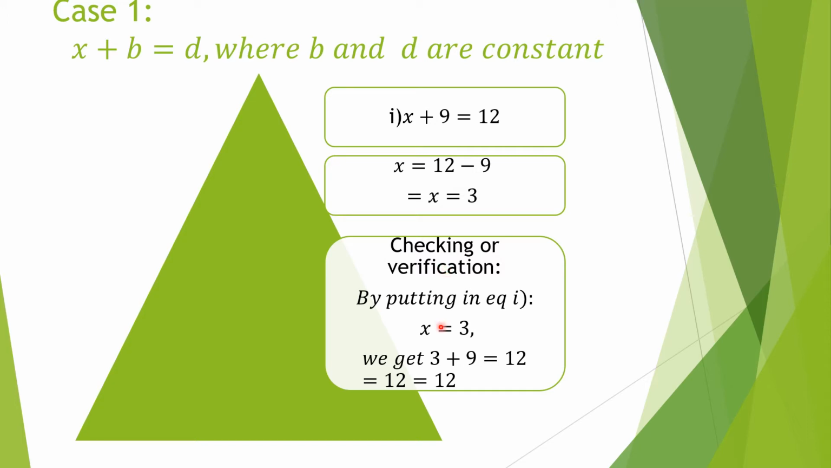Verification is by putting x is equal to 3 in the original equation, which is x plus 9. It becomes 3 plus 9, which is equal to 12. Now left hand side is equal to right hand side. It is verified. Case number 1 is verified.